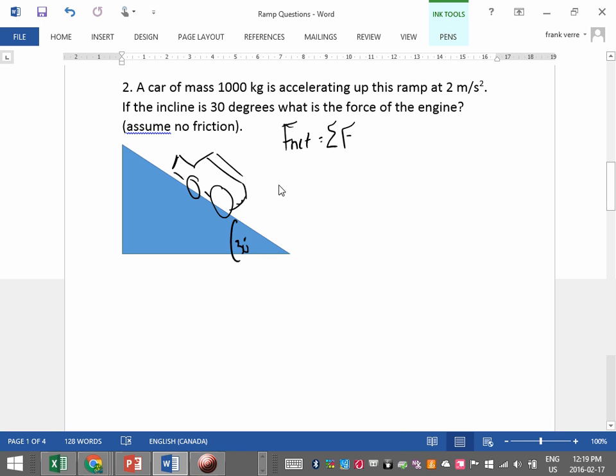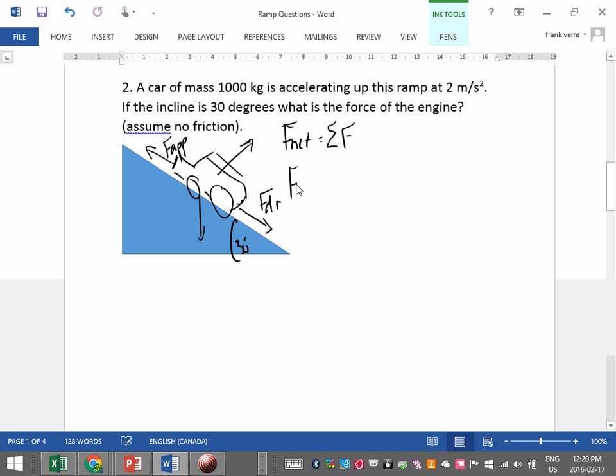In this case, I want you to think about the ramp. There's a force acting up the ramp, and then there's a force acting down the ramp. We're not going to worry about friction here, so we don't need to worry about the normal force, because there's no friction. We know there's the weight of the car, and a normal force, but we're not going to worry about that. This is the force down the ramp over here. This is the applied force, because that's the engine.